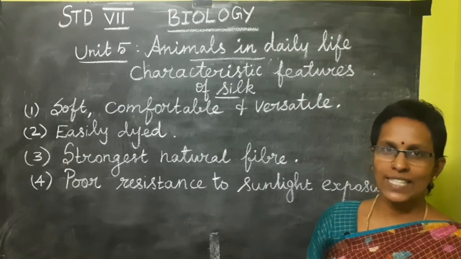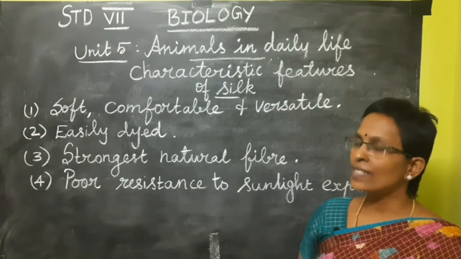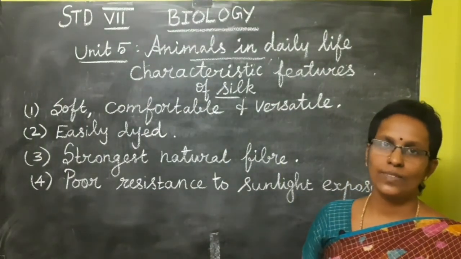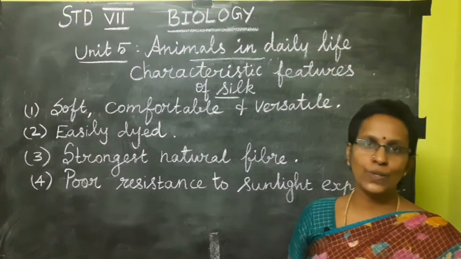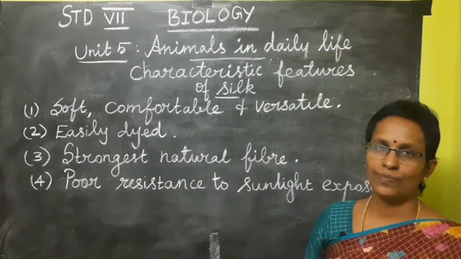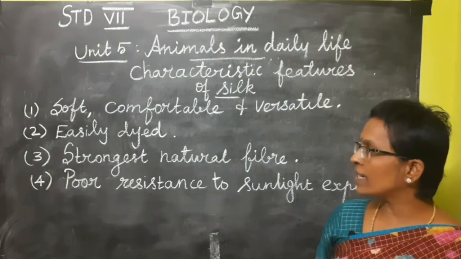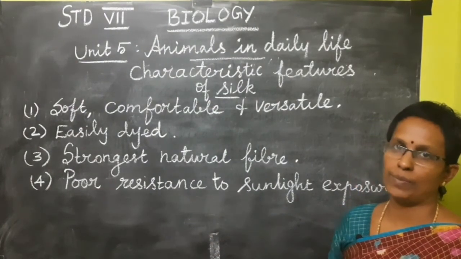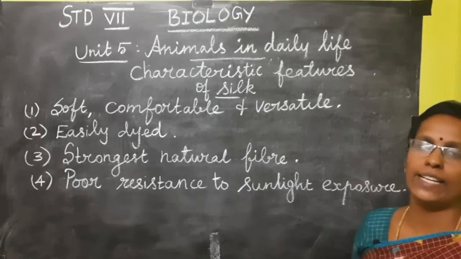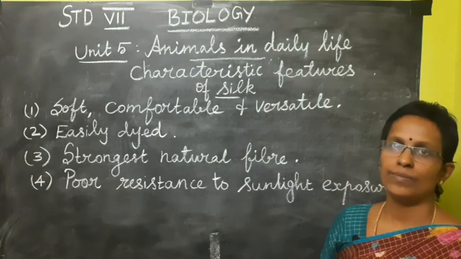Students, now let's see the characteristic features of silk. Silk is very soft, comfortable and versatile. Versatile means it can be used in many ways. Silk is easily dyed. That means it can be stained with dye. Silk is the strongest natural fiber. Silk has poor resistance to sunlight exposure. These are the characteristic features of silk.